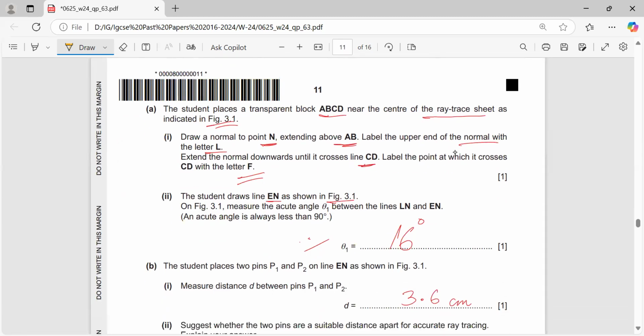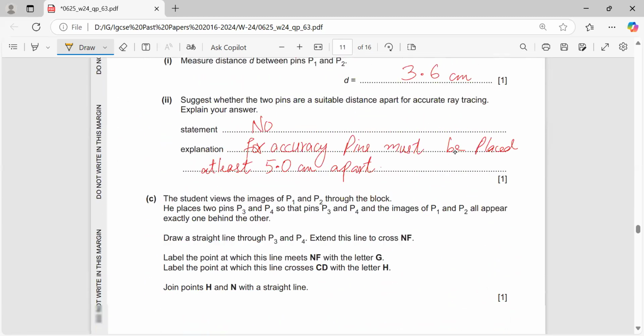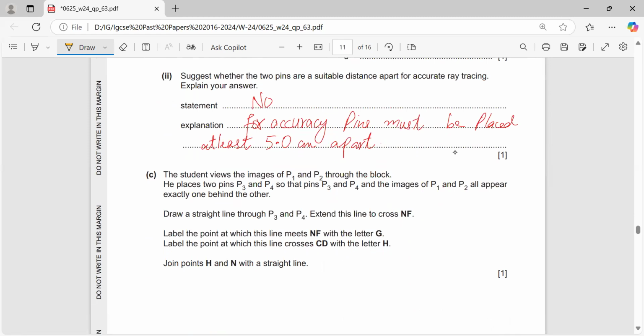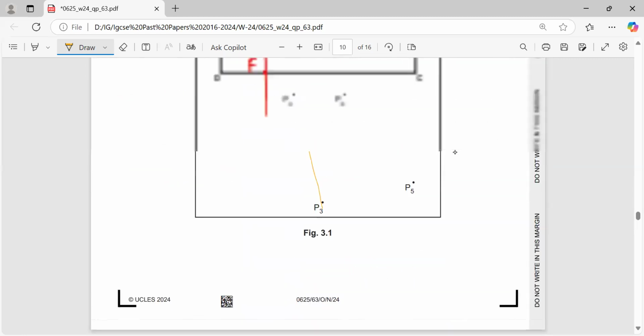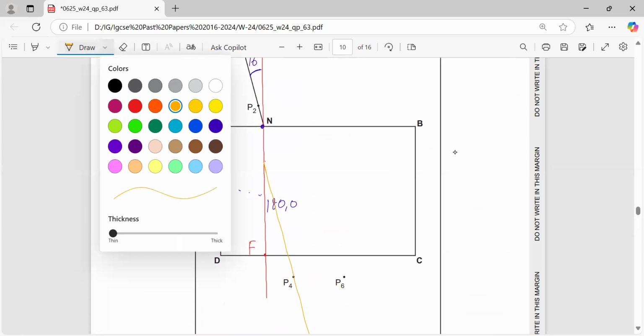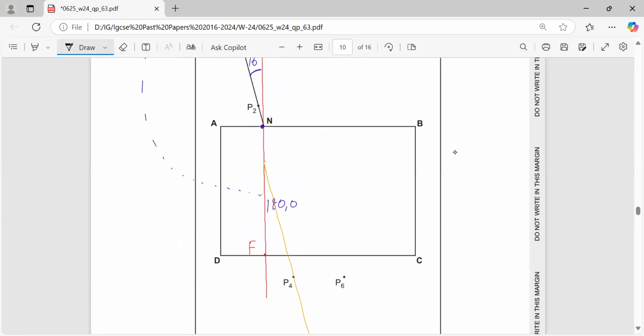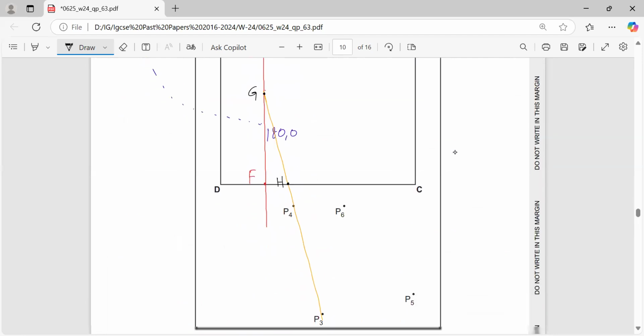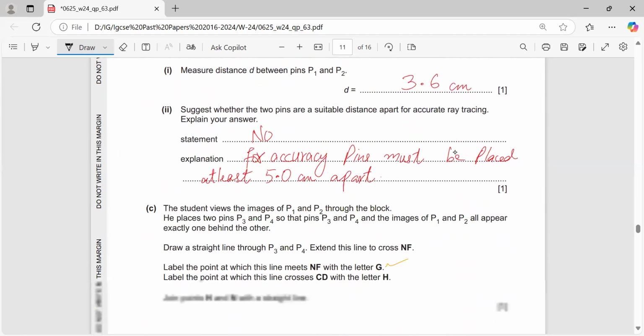Now what is said next? Label the point at which this line meets NF with the letter G, and label the point at which this line crosses CD with the letter H. Which point is G? This point where it crosses NF is G, and where it crosses CD, this point is H. Don't forget to label any alphabet according to the given circumstances or according to the examiner's statements.